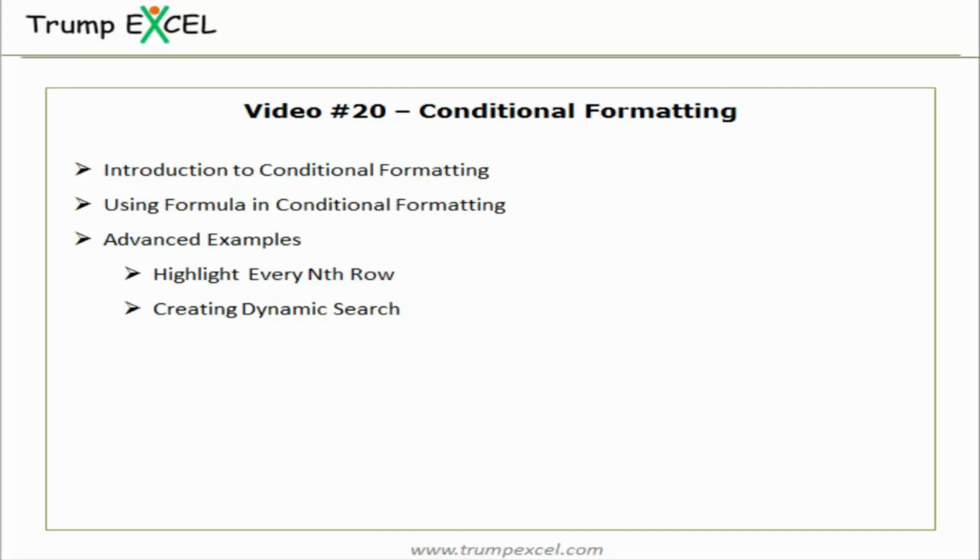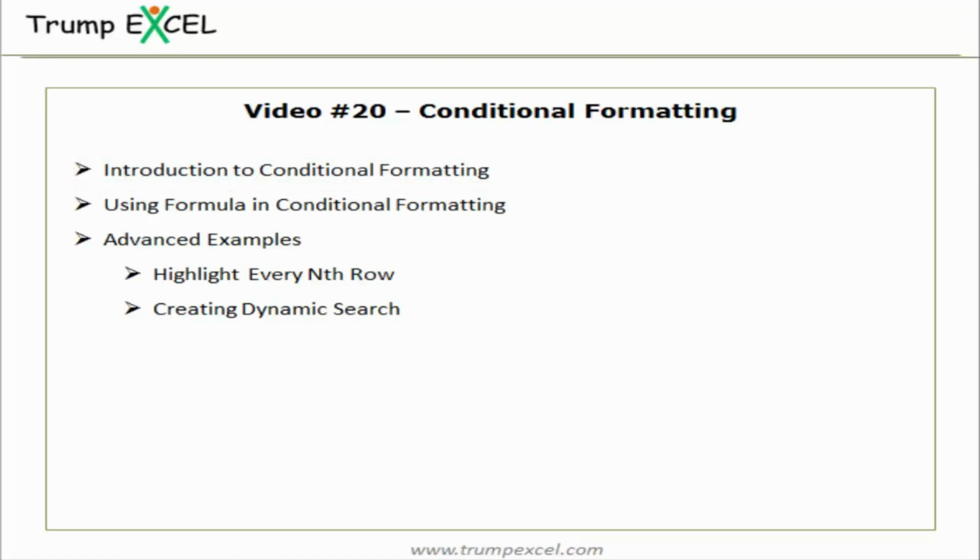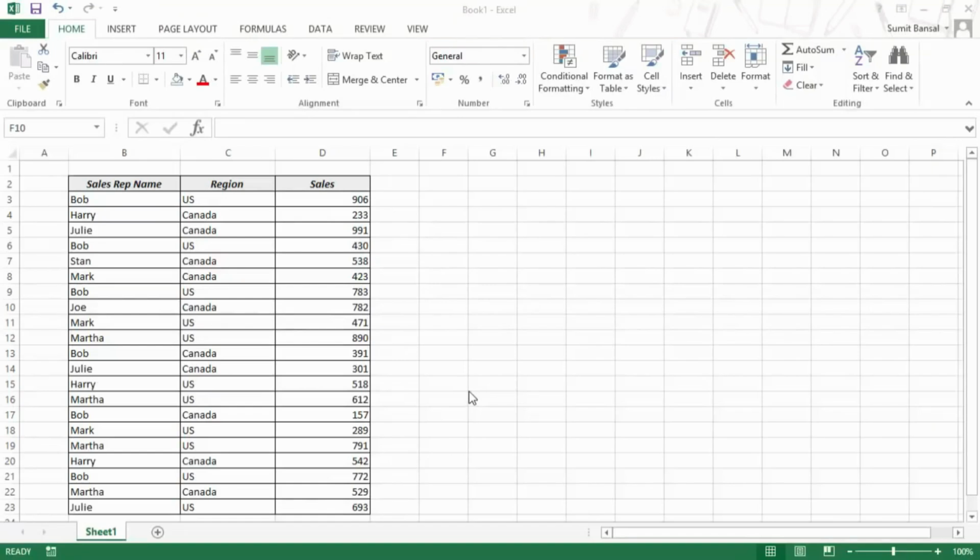Let's get started by understanding all the various functionalities we can access through conditional formatting. Conditional formatting, as the name suggests, formats a cell or a range of cells based on a condition. If that condition is true then that cell is formatted, and if the condition is false then the cell is not formatted. Here I have some data.